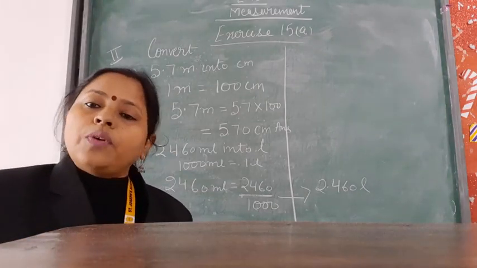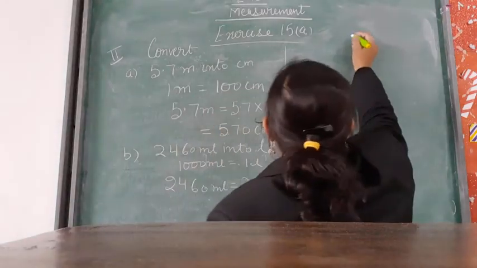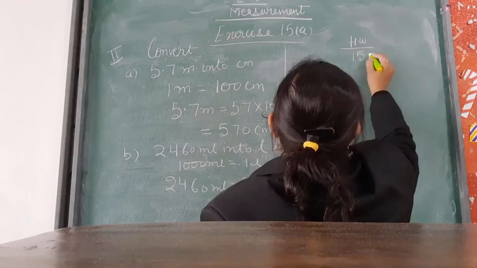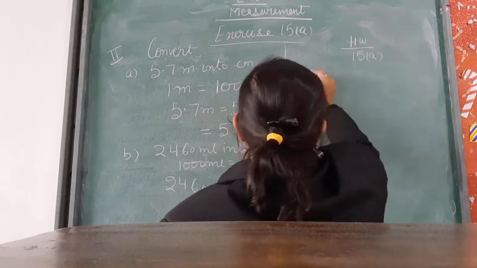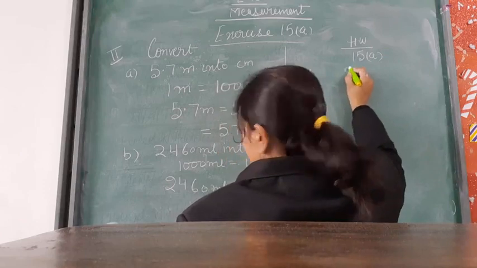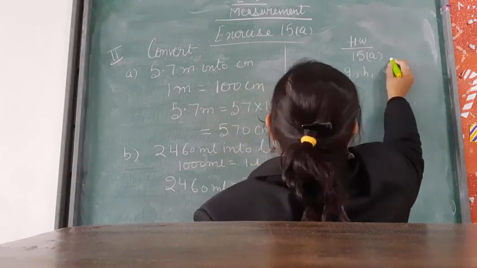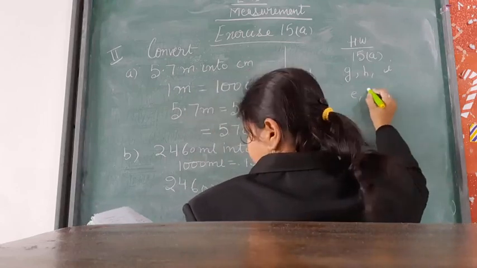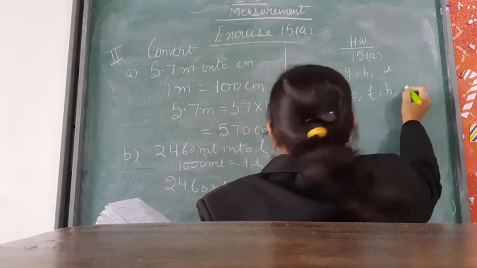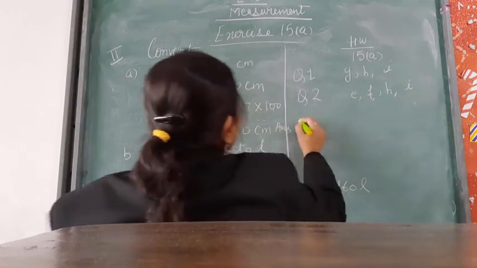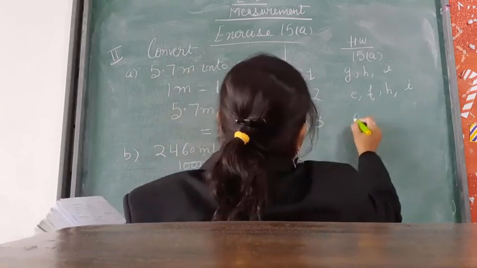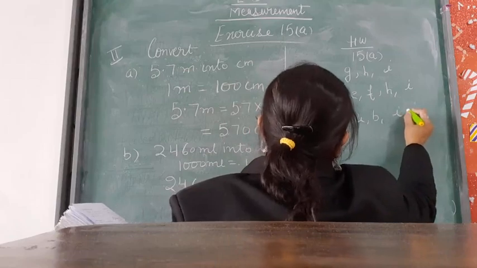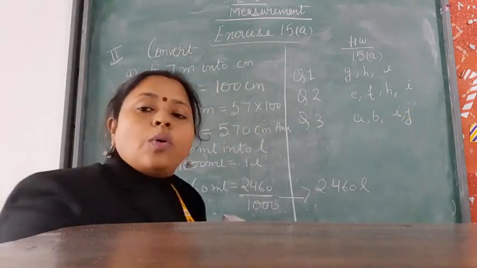I am giving you some questions for the homework which you are going to do on your own. These questions are from exercise 15A itself. From question number 1 you will do G part, H part and I part. From question number 2 you will do E part, F part, H part and I part. And from question number 3 you will do A part, B part, I part and J part. So this is your homework.